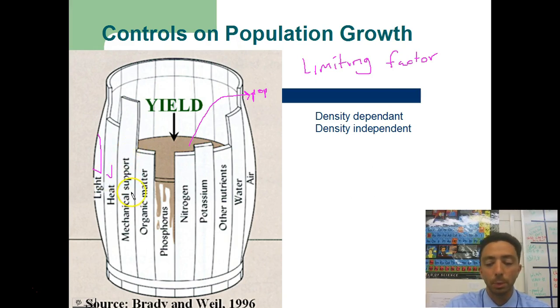Some sort of mechanical support. Maybe it needs to grow on trees like an air plant. It needs some sort of organic matter, right? It's got to get some nutrients somehow. Phosphorus, nitrogen, potassium, other nutrients would all fit with that. And then water and air.